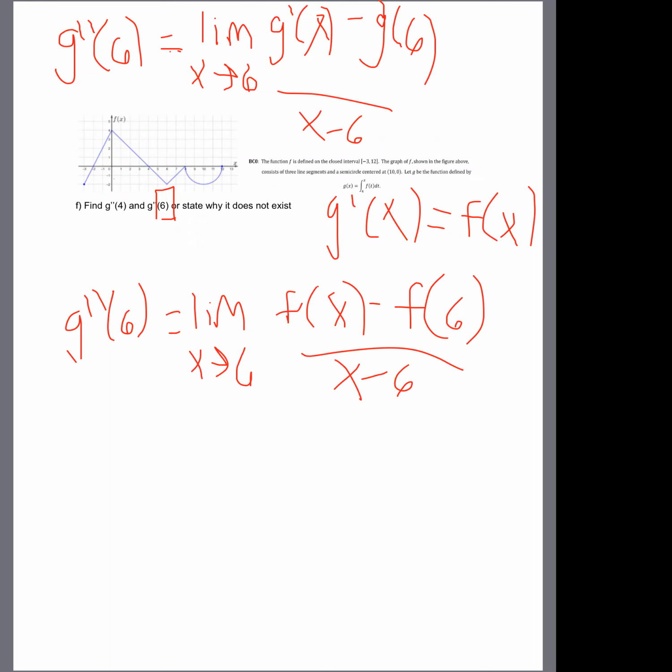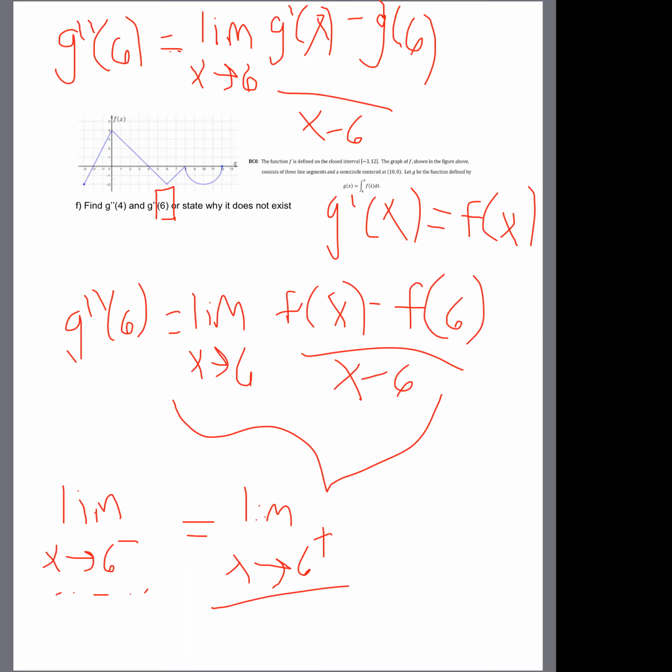So now to go to this. How do we know if the limit exists? Basically, the limit from the left has to be equal to the limit from the right. So that's what we're going to do. We're going to take the limit from the left, take the limit from the right, and see if they exist.